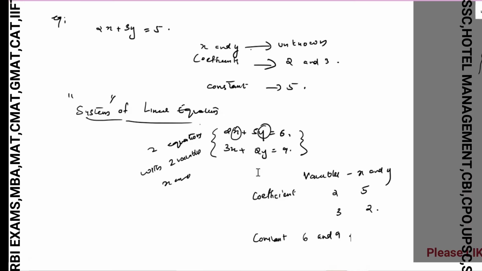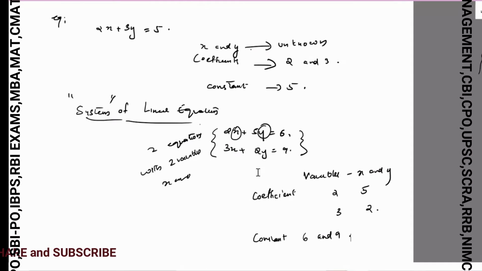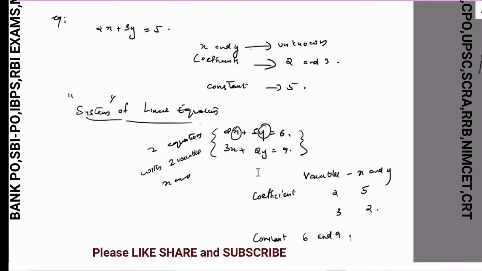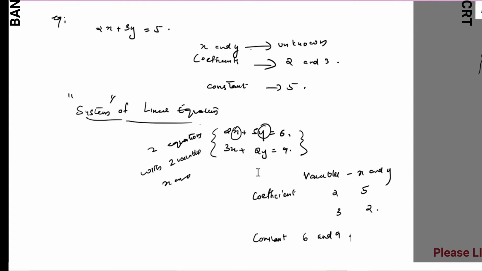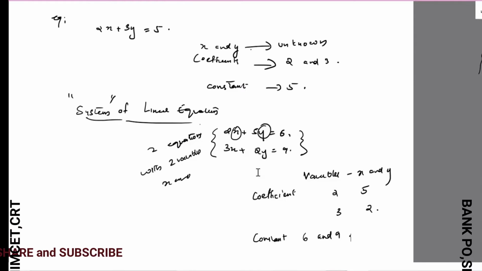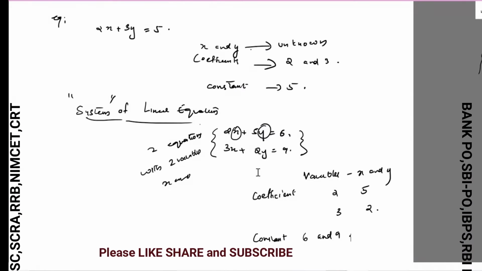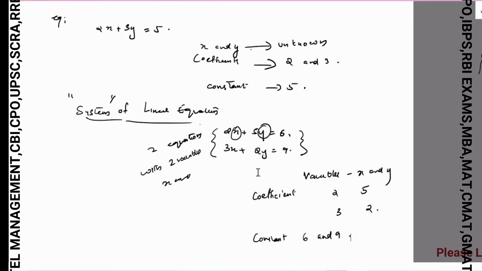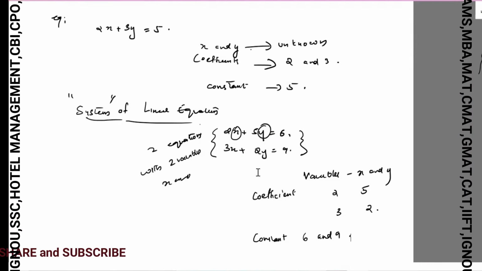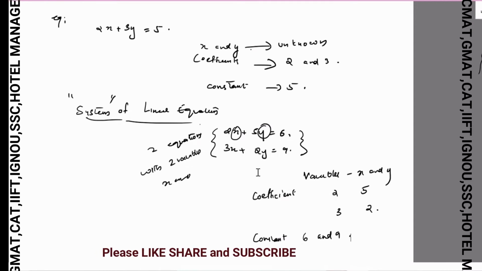Then we discussed how we can represent a system of linear equations in matrix form. Any given system can be represented as AX equal to B, where A is the coefficient matrix, X is the variable matrix, and B is the matrix of constant terms. So next we are going to discuss what is called the row echelon form of a matrix.